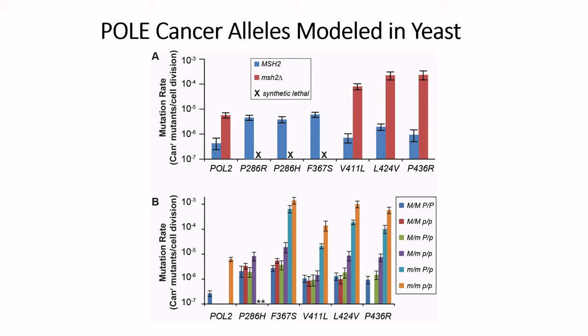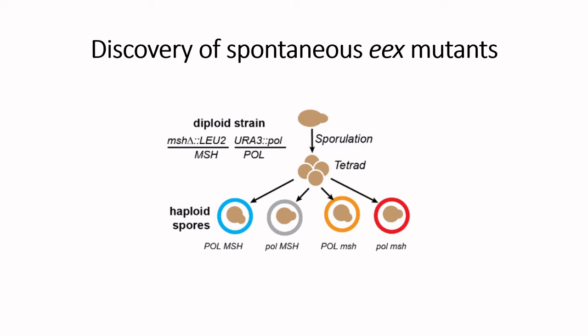And so we're actually able to take information from human cancers and tumors to actually model them in yeast. For instance, our discovery of spontaneous EEC mutants is because we can separate yeast into tetrads. So what we do first is get a diploid strain, which is heterozygous for both MSH2 and also a mutant form of POL. So both of these are mutant forms, and then we have a wild type as well.